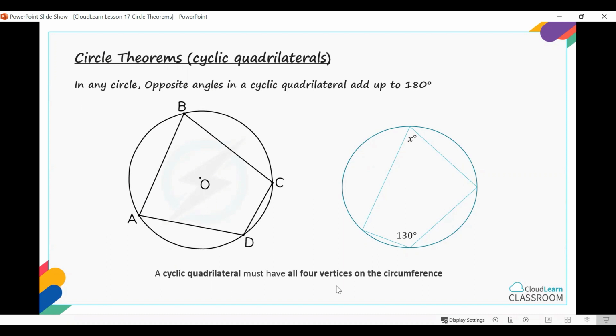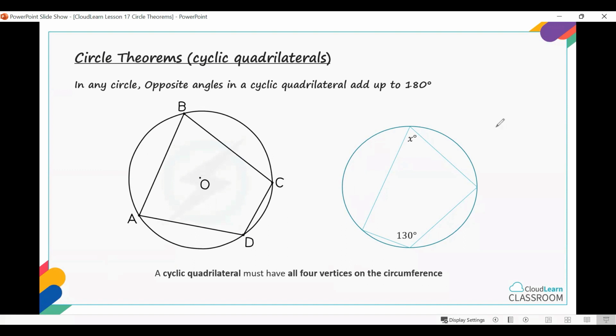So the most important thing that you can recognize here is a cyclic quadrilateral is a quadrilateral that is what's called subtended in a circle. So all 4 corners of the quadrilateral must be on the circumference. So this is a cyclic quadrilateral. This is a cyclic quadrilateral, okay? Just be really careful not to mistake things that are not.